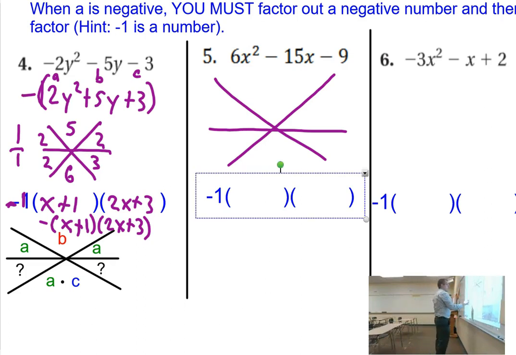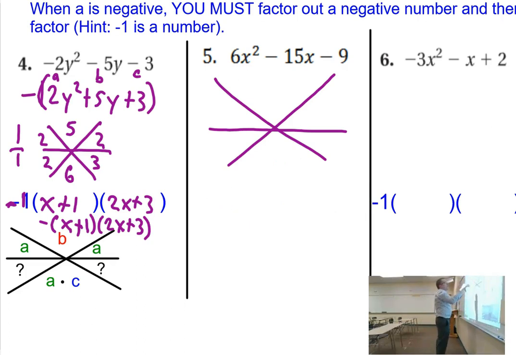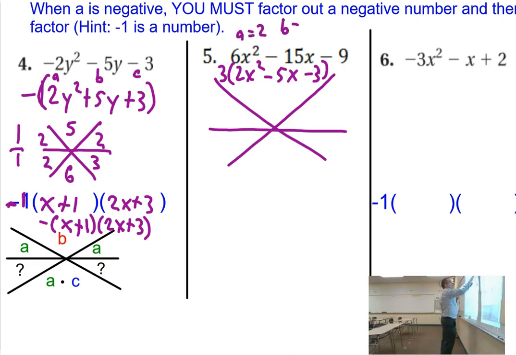Okay. This one is already positive, so I can get rid of that. If you can find a GCF first, go ahead and do it. This is another thing that you're pretty much required to factor the GCF out in order for this to work properly. All right, so my greatest common factor here is 3. So factor the 3 out, you'd be left with 2x squared minus 5x minus 3. All right, so A would equal 2, B would equal negative 5, C would equal negative 3.